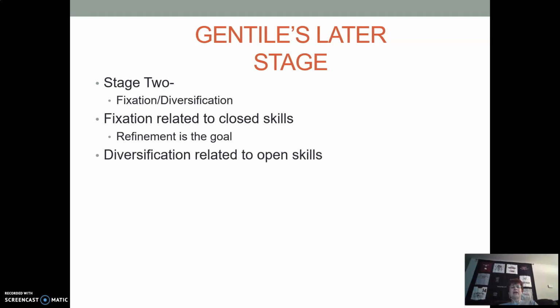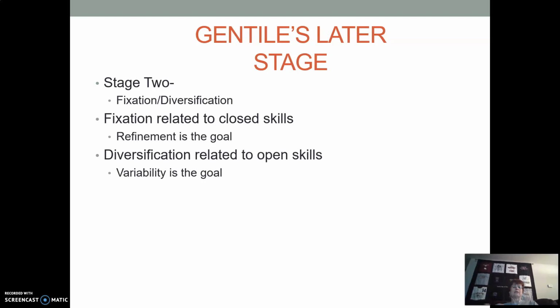The term diversification, we use that related more to open skills. And we want to diversify. We want to, again, use the term extension of the basic skill. So here in diversification, the idea is variability. How many different ways will I need to perform that skill?